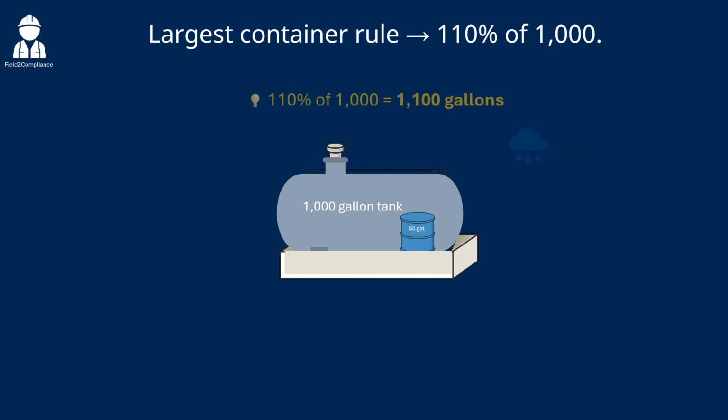For this rule, we focus only on the single largest container. Even though there's also a 55-gallon drum, the biggest risk is the 1,000-gallon tank. Multiplying that by 110% gives us 1,100 gallons. That's the containment requirement under this rule.